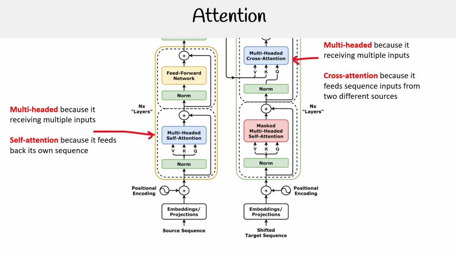On the other side, we have multi-headed cross-attention. It's multi-headed because it's receiving multiple inputs. So we have the V, K, Q, but it's cross-attention because it feeds sequence inputs from two different sources. Remember, cross-attention is two different sequences. Well, we have V and K coming from the encoder, and then we have Q, which is actually coming from the decoder. It's cut off here, but the idea is that the decoder is feeding itself right back into itself, and it goes through here into this one here, and then we get the Q, and it goes right there, okay? So again, it's not super important to remember this stuff.